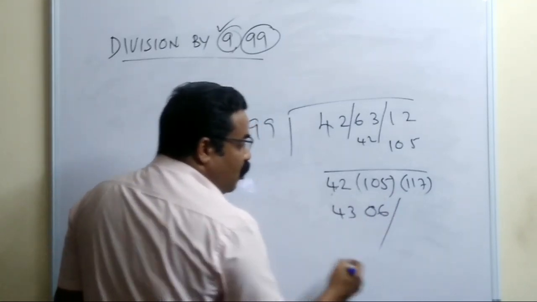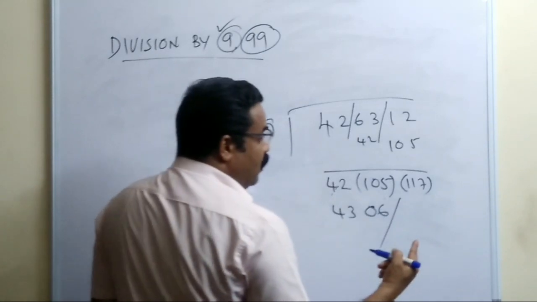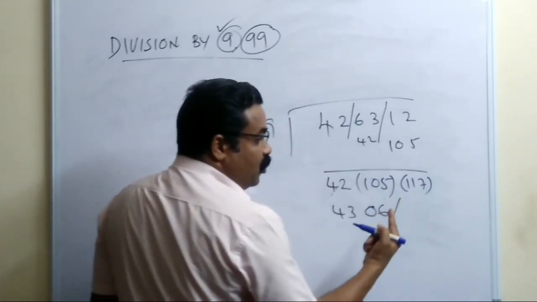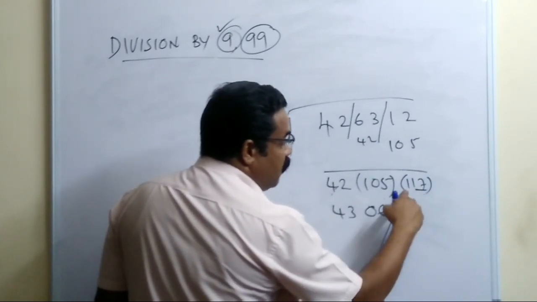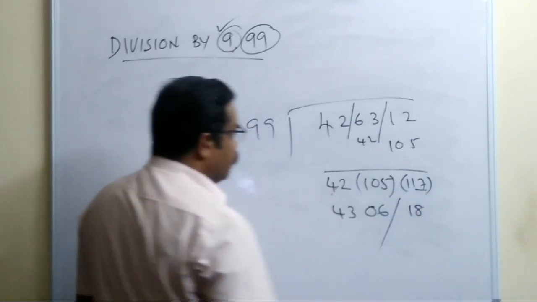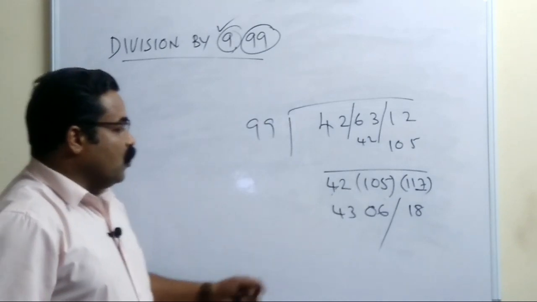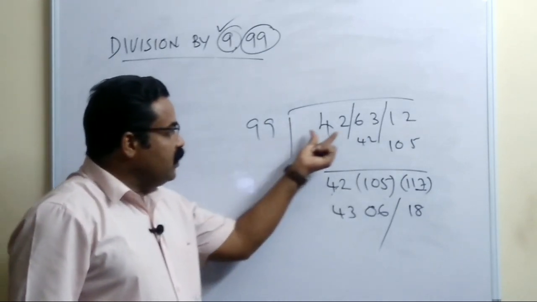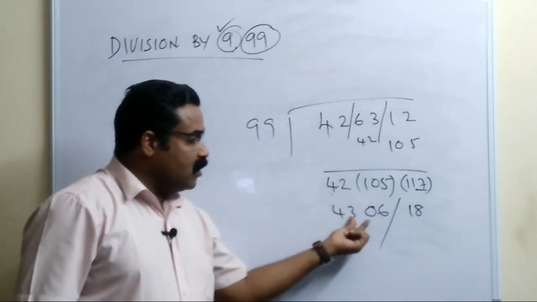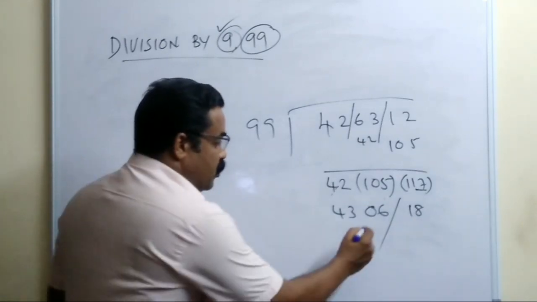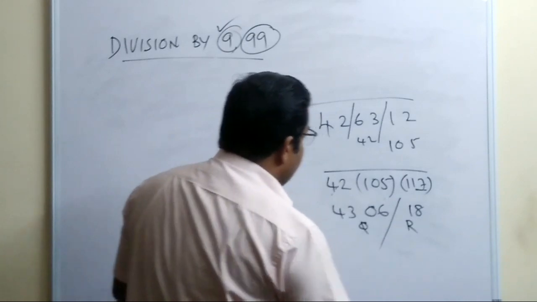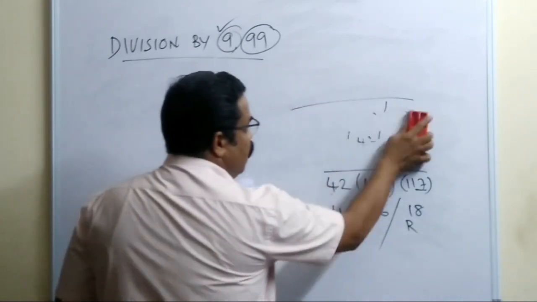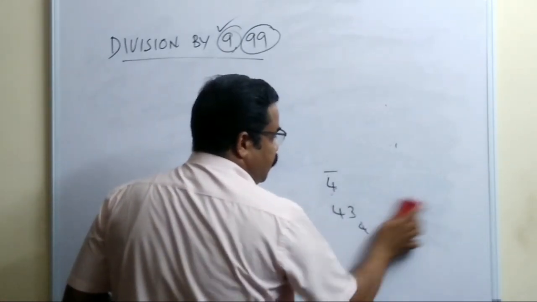And this is your quotient. To get the remainder, you have to add this 1 with the last two digits. 1 plus 17 will be 18. So what you got, when you divide this number by 99, this is the quotient and this is the remainder. One more example, we will go with one more example and it will be clear.